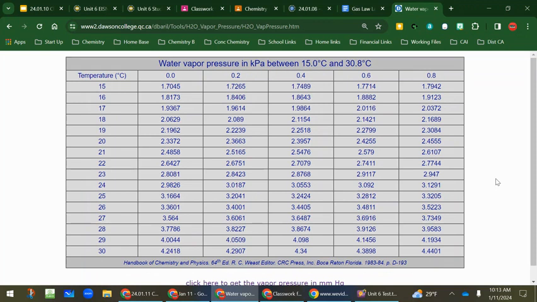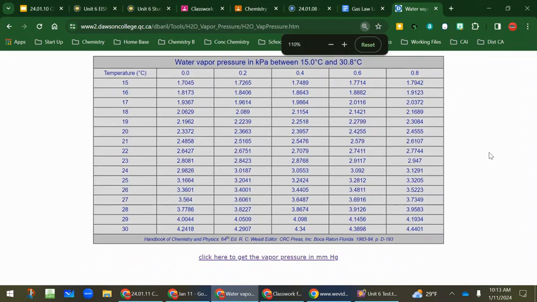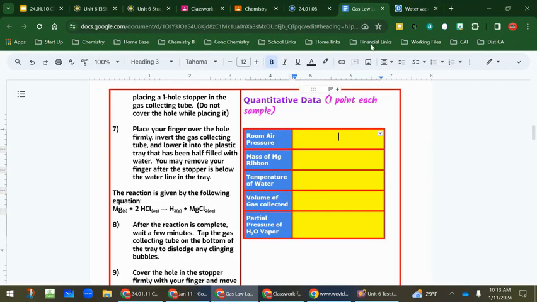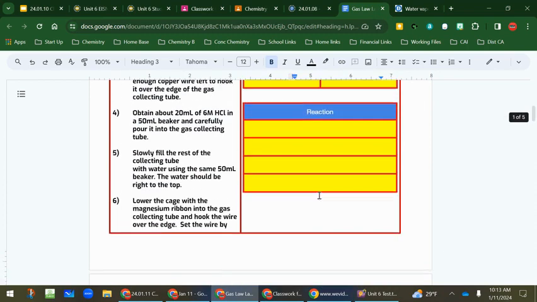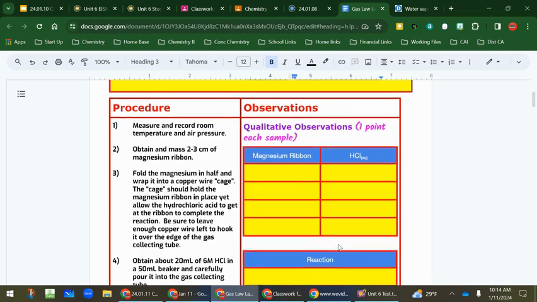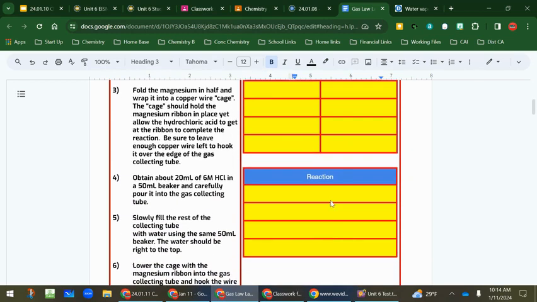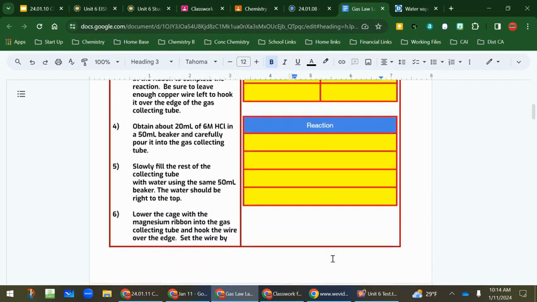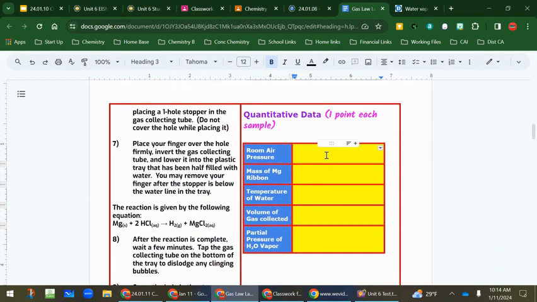Now, here's the thing. You should have at least 3 observations of the magnesium ribbon. You should have done 3 observations of the hydrochloric acid. You should have done at least 3 observations of the reaction of the two. The room air pressure was 98.84. The mass of your magnesium ribbon was yours individually. No one else probably had that same number. The temperature of the water.